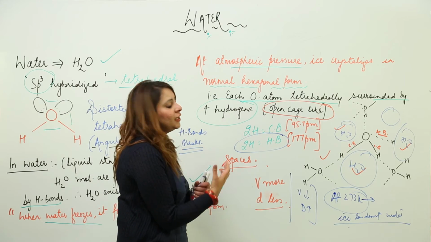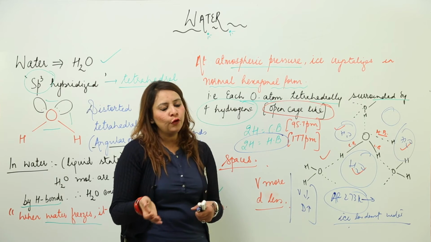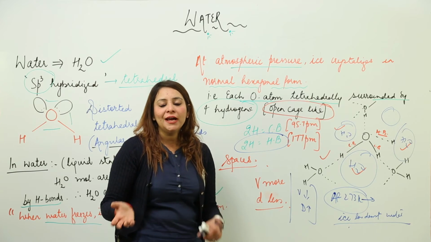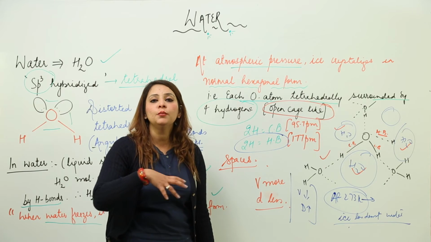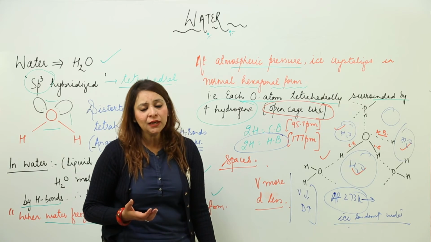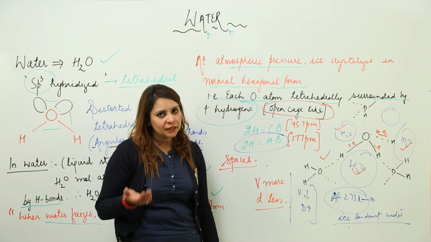And if you keep on increasing the temperature, like from 273 to 274, 274 to 275, you will see that more and more hydrogen bonds break and more vacant spaces are filled by the water molecules, due to which the density is constantly increasing.